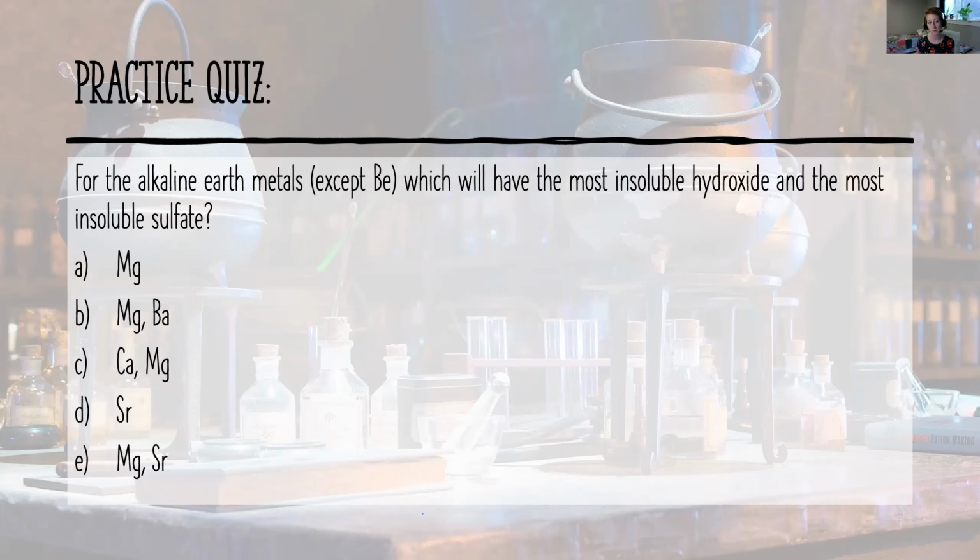So what you have to remember is that the sulfates are opposite the trend of the hydroxides. And so it's either going to be B or E, and the difference between B and E is just where is barium versus strontium, and the answer is B. So the barium sulfate will be the most insoluble sulfate. And again, this is because you have this interaction between the barium and the sulfate, where sulfate is actually quite large and polarizable, and barium is quite large and polarizable.